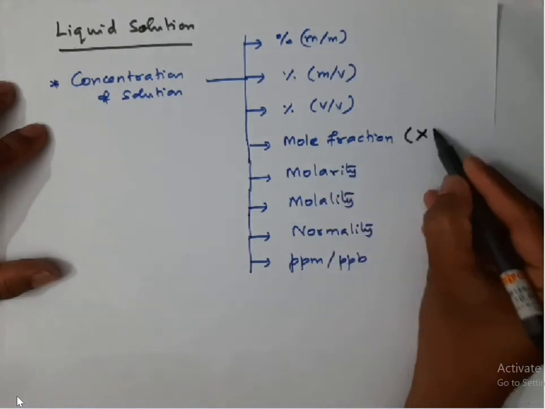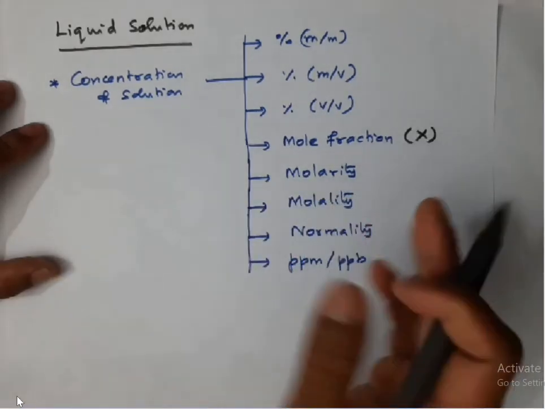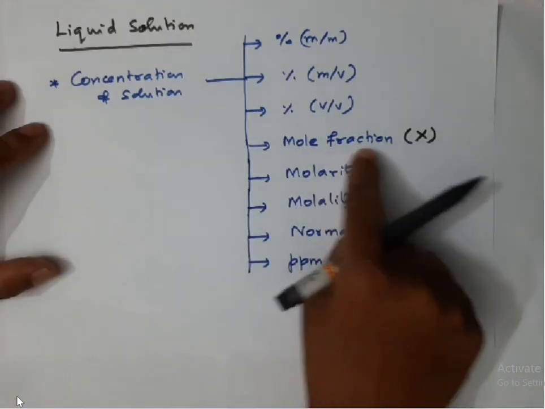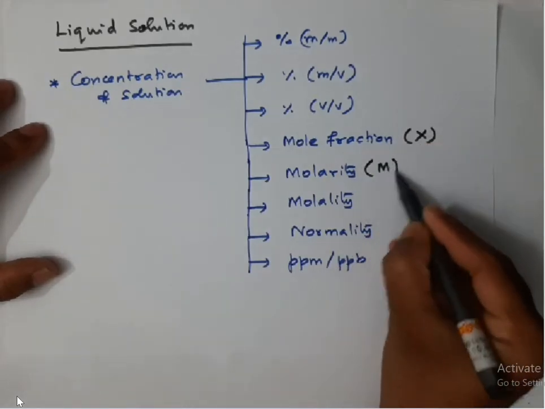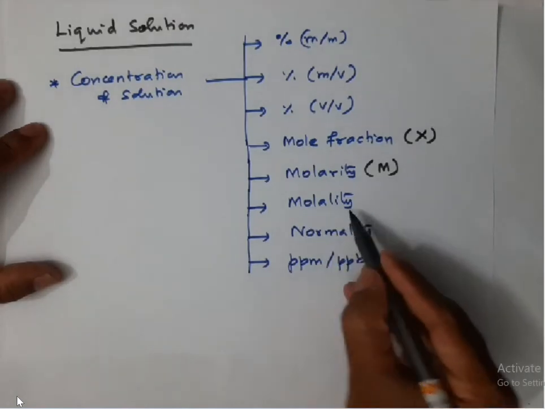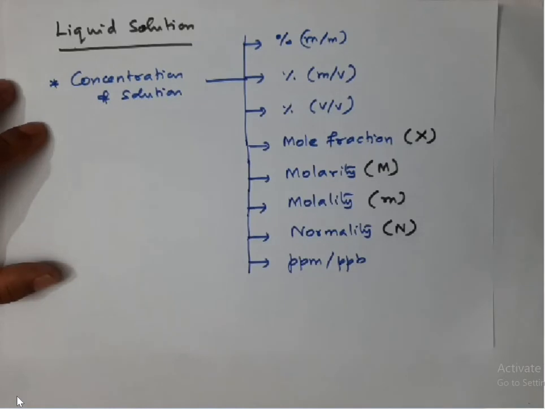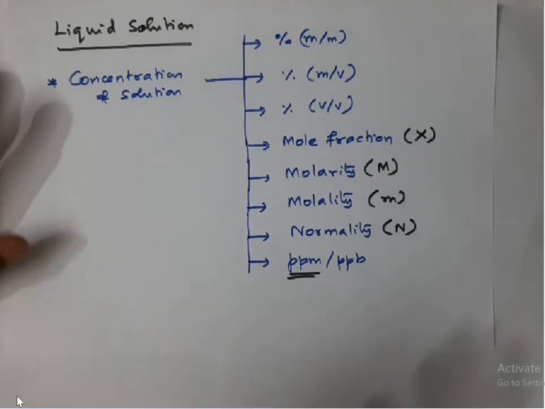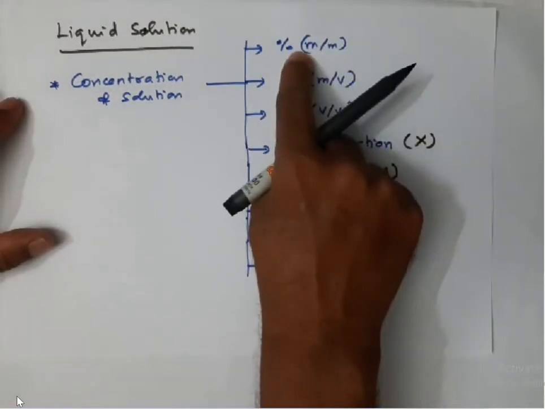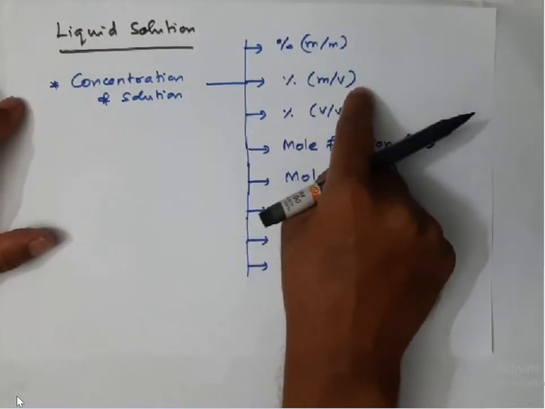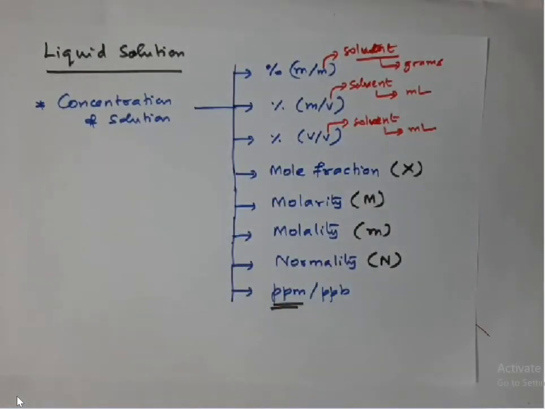For mole fraction, we use the symbol x or chi. Sometimes people say chi; you can say simply x. Mole fraction is expressed with the symbol x. Molarity, capital M. Molality, small m. Normality, capital N. This one is expressed as simply ppm, that's all. All other things are expressed as percentage mass by mass, percentage mass by volume, percentage volume by volume. Different methods of expressing concentrations of solution.